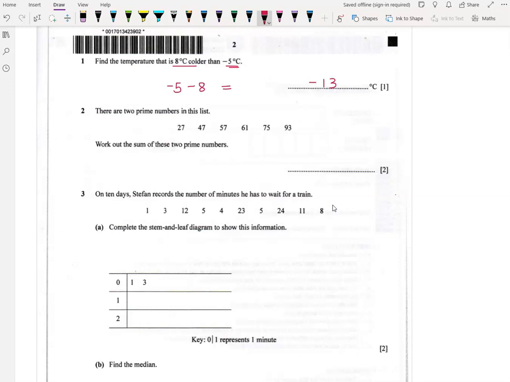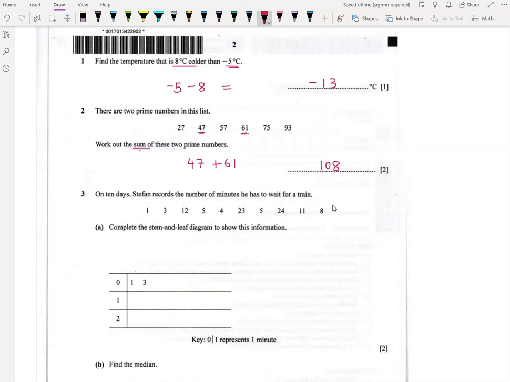Question 2. There are two prime numbers in this list. Work out the sum of these two prime numbers. So the two prime numbers are 47 and 61. We need to work out the sum. It means you need to add both. So 47 plus 61, that gives you a total of 108.